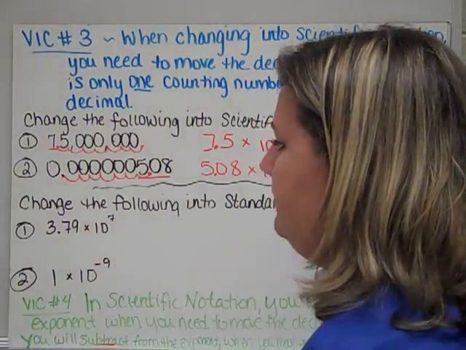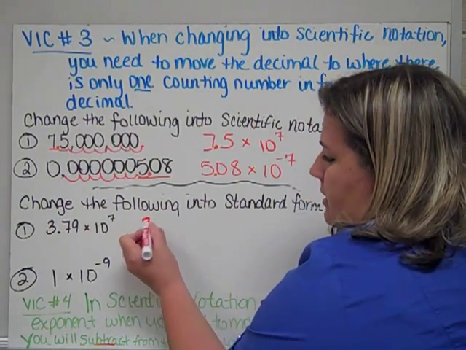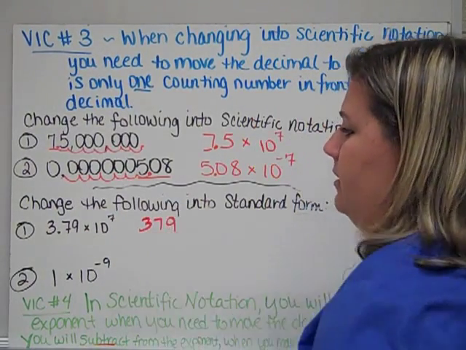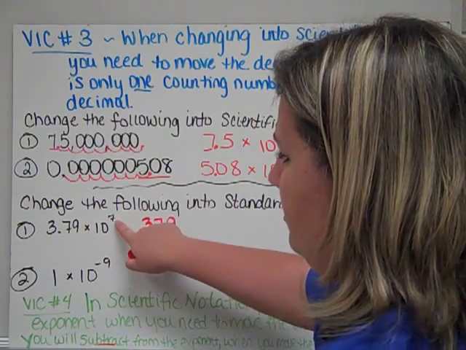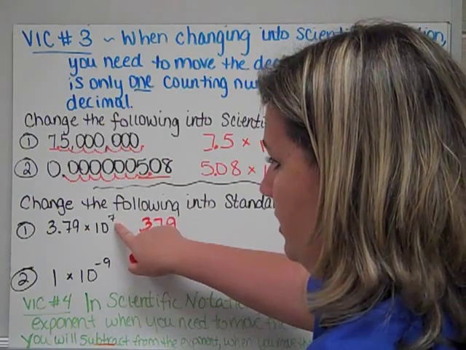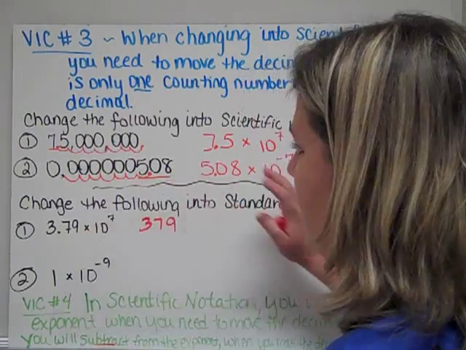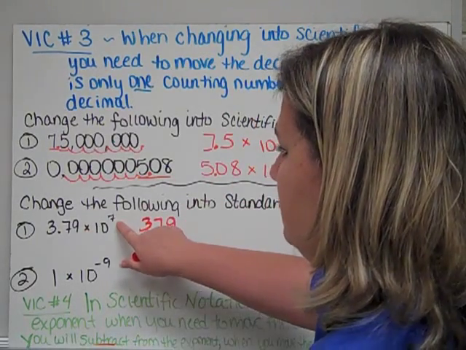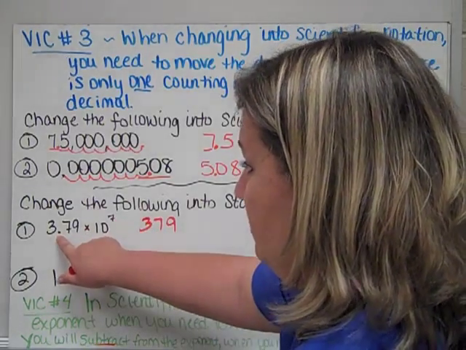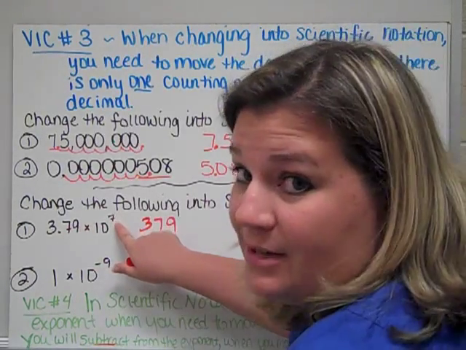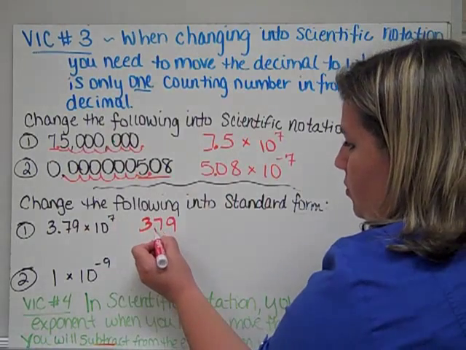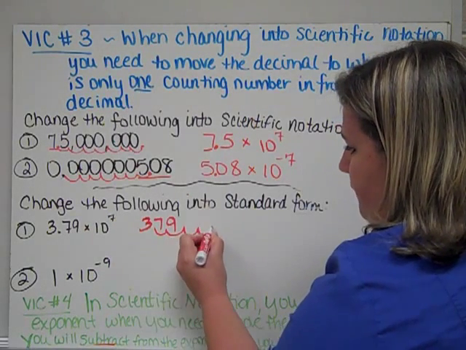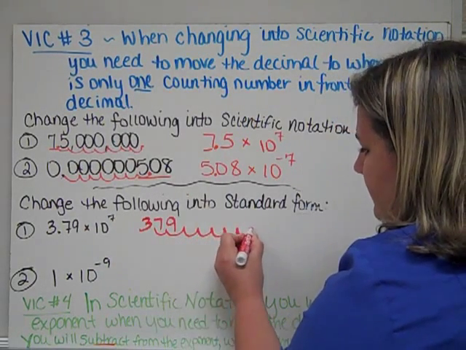Now, change these particular scientific numbers into standard form. Here are my significant digits: 3, 7, 9. The exponent tells me the direction I'm going to go. It's positive, so I know it's going to be a large number, so it's going to be this way. I need to move the decimal, which was here, 7 times. 1, 2, 3, 4, 5, 6, 7.